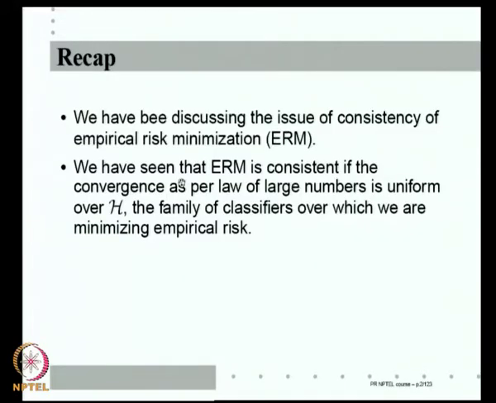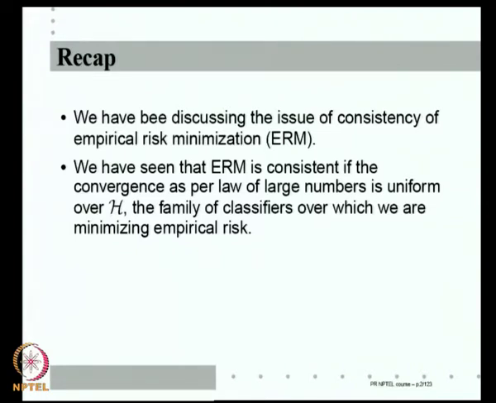So, specifically, we have seen that empirical risk minimization is consistent if the law of large numbers convergence is uniform over H. Recall that H is the family of classifiers over which we are minimizing the empirical risk. Given any one function, little h, we know the empirical risk, R hat of h, is nothing but a sample mean estimate, obtained on the sample of training examples, of the true risk.